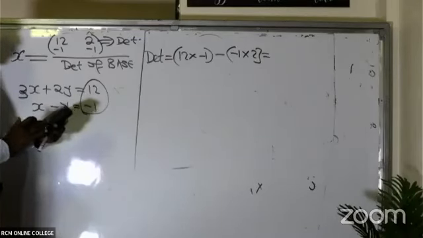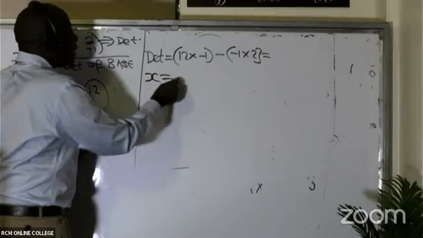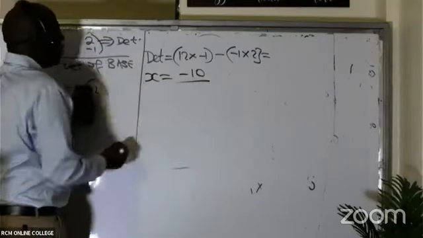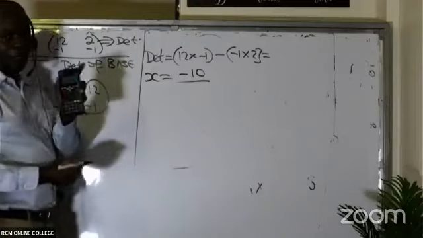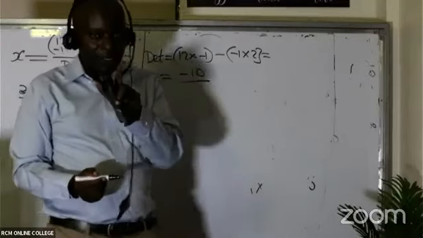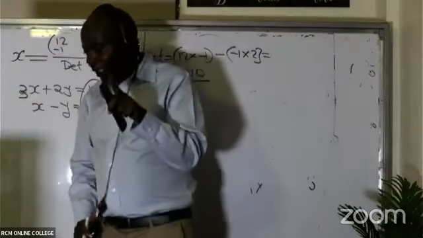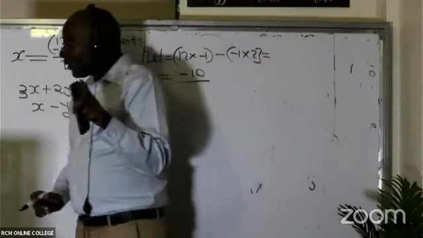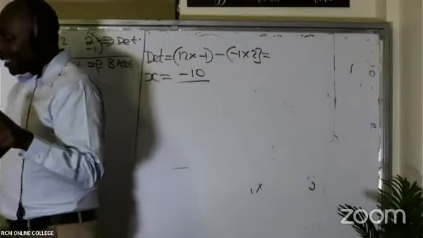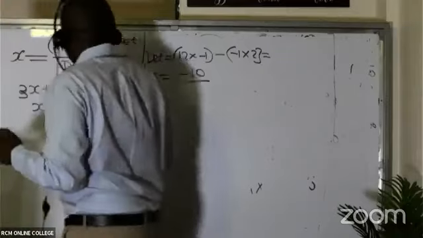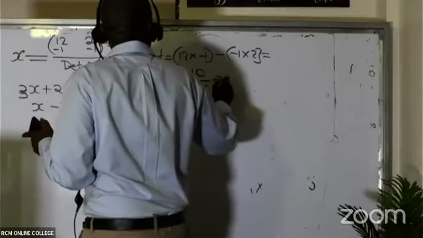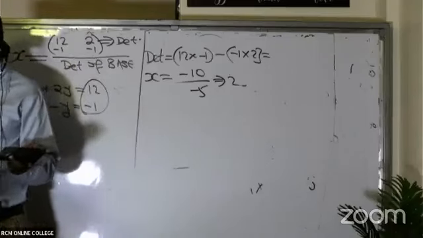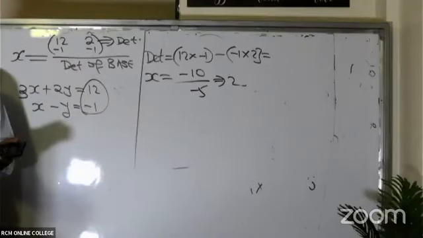So then the value of x here will be equal to the determinant of the numerator, which is minus 10, over the determinant of the base. Is there anybody who is able to remember what the determinant of the base was? Determinant of the base is negative 5. So in that case, x will be equal to 2. Thank you very much, Paula. X will be equal to 2.